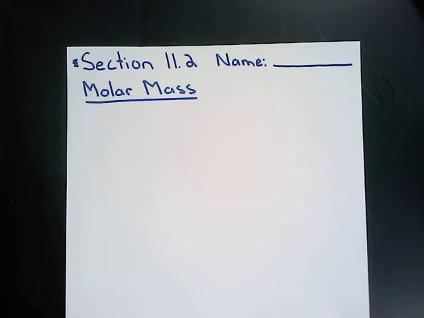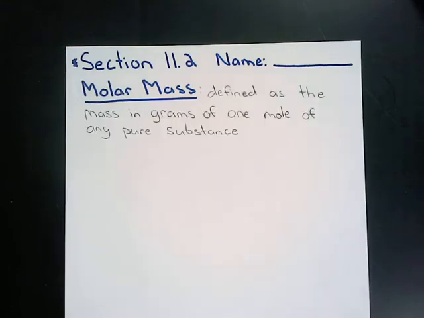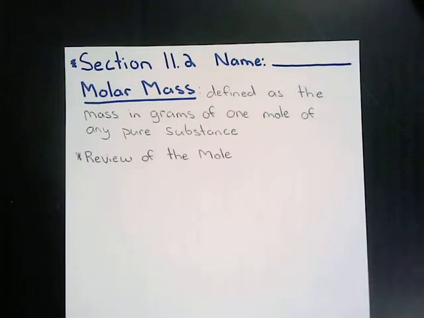So let's get started with what we call molar mass. Now, molar mass is defined as the mass in grams of 1 mole of any pure substance. Before we can really get into the details of molar mass, we need to do a little bit of review of the chemical mole. Remember, the mole is defined as the number of representative particles or carbon-12 atoms in exactly 12 grams of pure carbon-12, and that is a carbon-12 isotope.